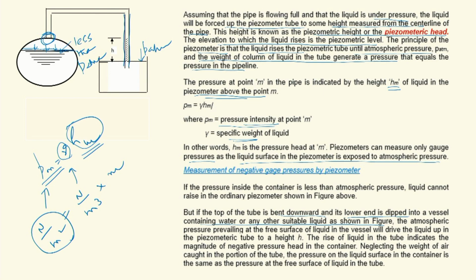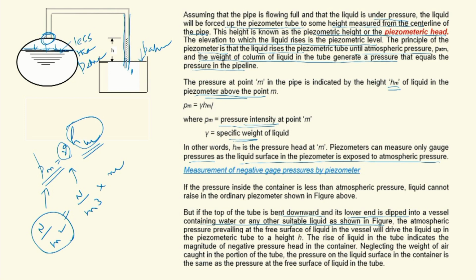So what happens? The tendency of any liquid is to flow from high pressure to low pressure. As this end is kept dipped inside the liquid in this vessel, and here the pressure acting on the free surface is atmospheric, and here it is not a free surface but the pressure is below atmospheric. So what happens now? The liquid rises from here, because the tendency of any liquid is to flow from high pressure to low pressure. So P atmospheric is higher than the pressure inside the vessel, which is less than atmospheric. So it rises to a certain height.